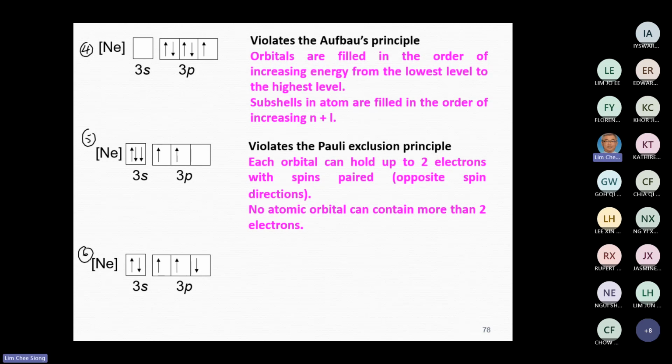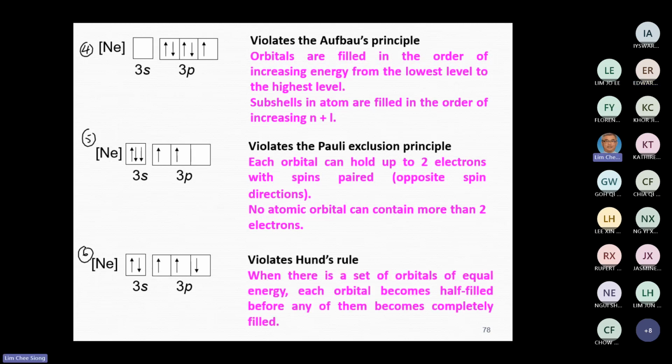Which one? Hund's rule, Aufbau, Pauli exclusion. Hund's rule, very good. So Hund's rule: when a set of orbitals have equal energy, each will become half filled before any of them become completely filled. Don't put Pauli, because it's not under the s subshell. It's under the 3d or 3p.